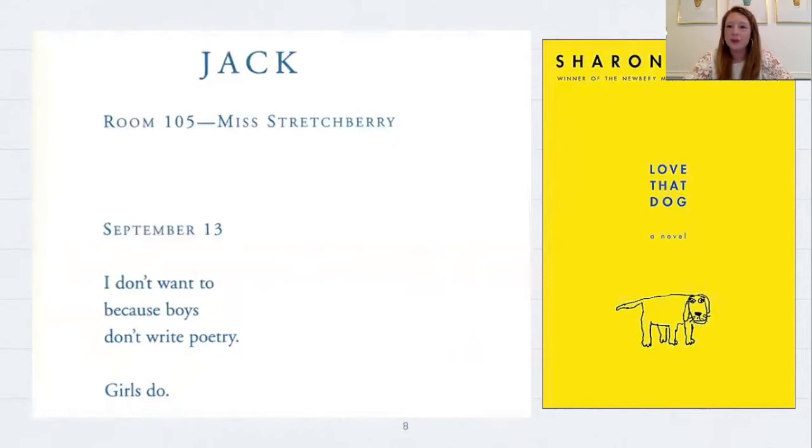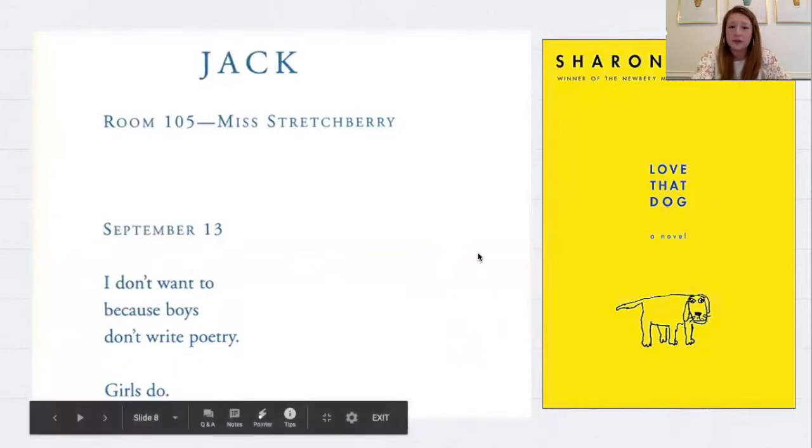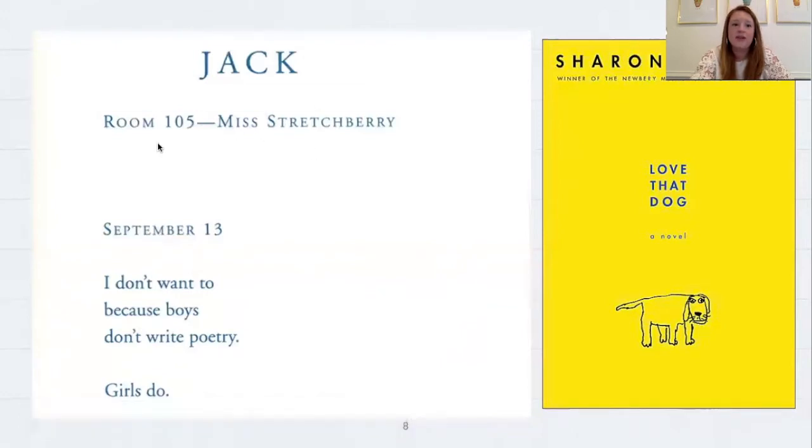In this book, it's about a main character named Jack, and Jack writes this book almost like a diary. This is an excerpt, actually a page from the first page of the story. You'll see it's kind of written like a diary where we have the entry, you have the date, and in this case it says room 105, Miss Stretchberry. So you may be inferring that that's his teacher.